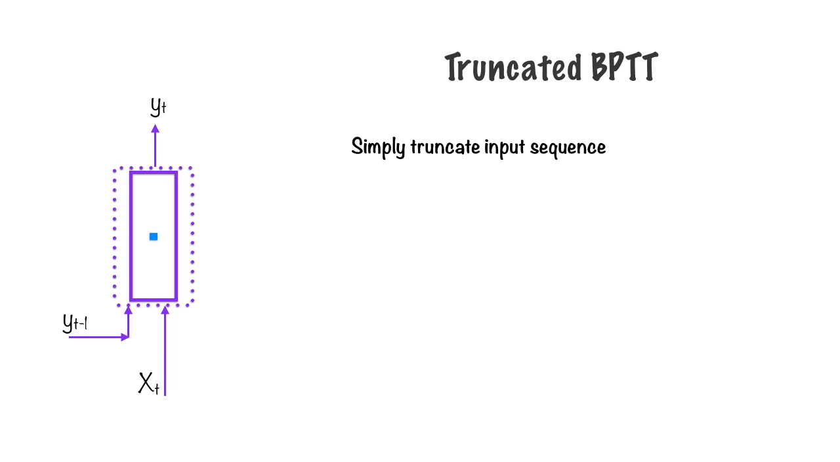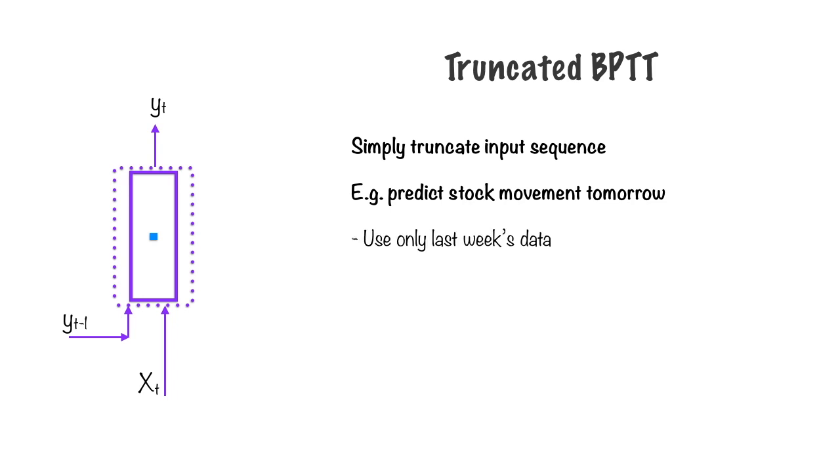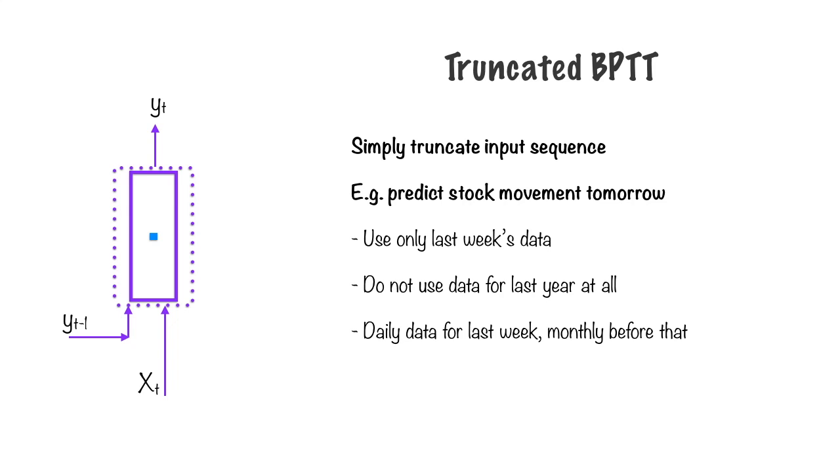So instead of focusing on the distant past, you only focus on an aggregation of events from the distant past or on recent events. To consider a specific example, if you were to predict stock movement for tomorrow, you could choose to use only last week's data. Even if you have the data from before that, you won't use the data for last year at all because that will result in a very deep recurrent neural network. Or you might try some variation. You do want to use last year's data, but you'll use daily data for the last week and monthly data before that.